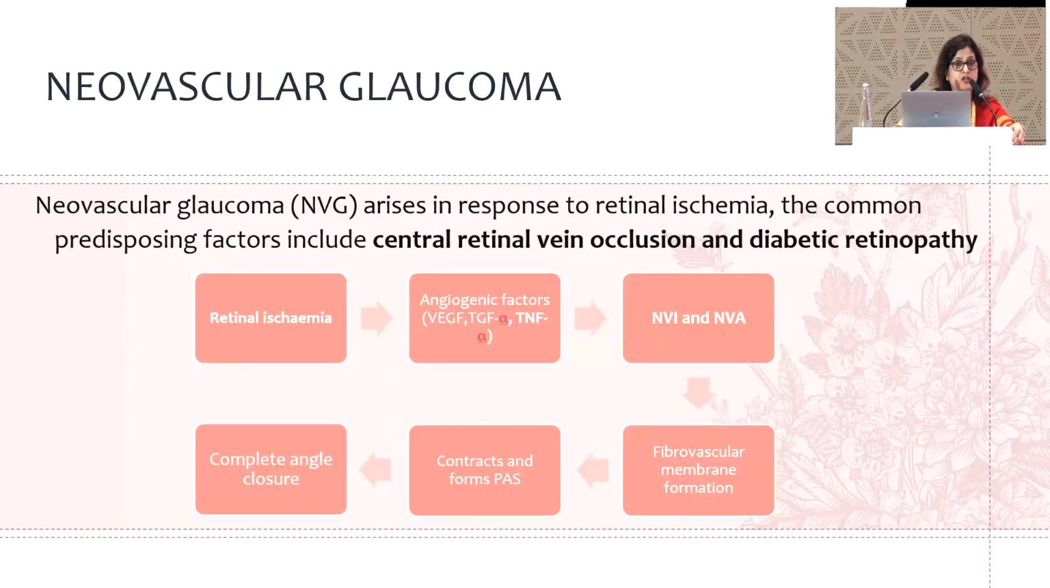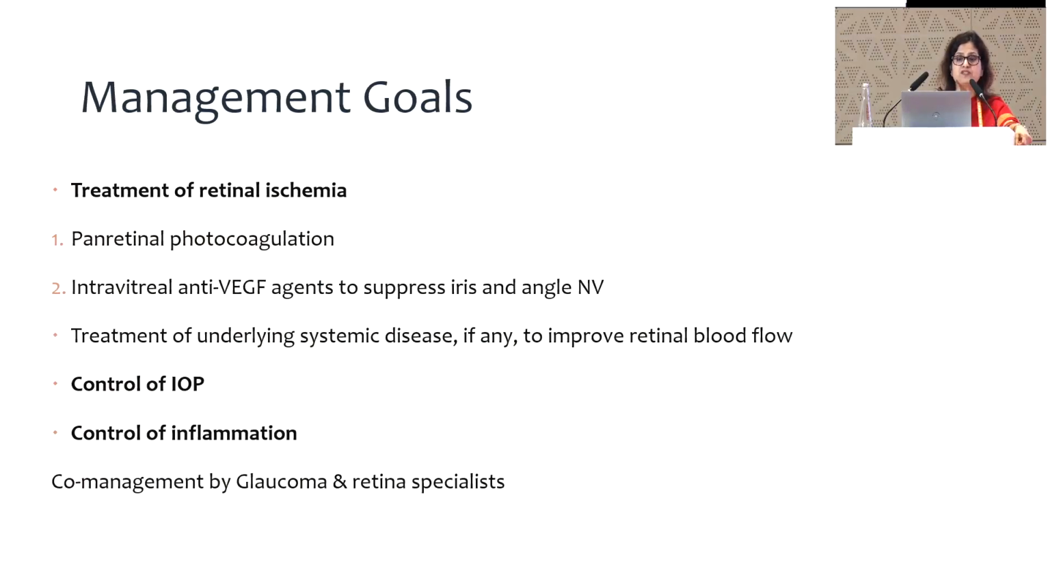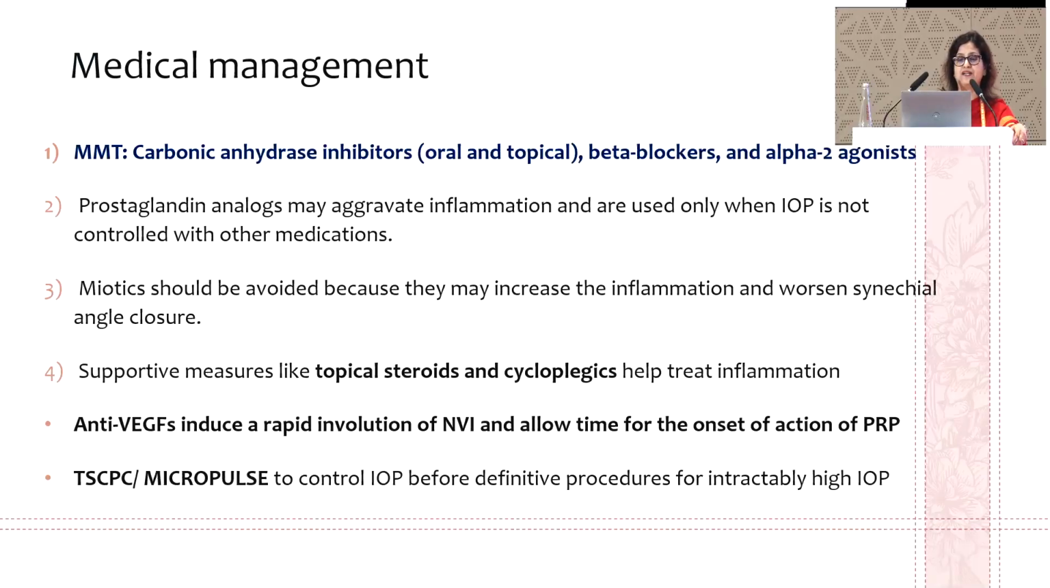Neovascular glaucoma is one of the commonest glaucomas we've seen, and we know the most common cause. It is because of retinal ischemia leading to angiogenic factors release, NVI, NVA, formation of fibrovascular membrane, and then leading to complete angle closure. Most advanced neovascular glaucomas, when they come to us, have very high intraocular pressure, NVI extensively, ectropion uvea, and completely closed angles. The management goals are control of the retinal ischemia and control of intraocular pressure with control of inflammation. So basically it's a co-management by the glaucoma and retina specialists.